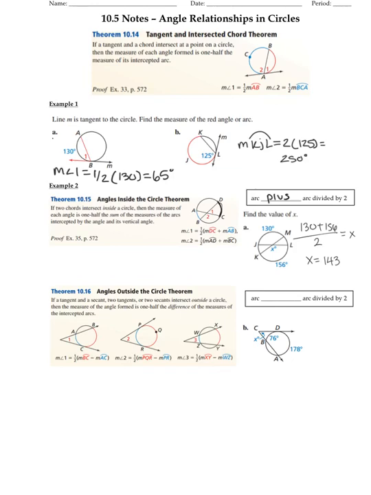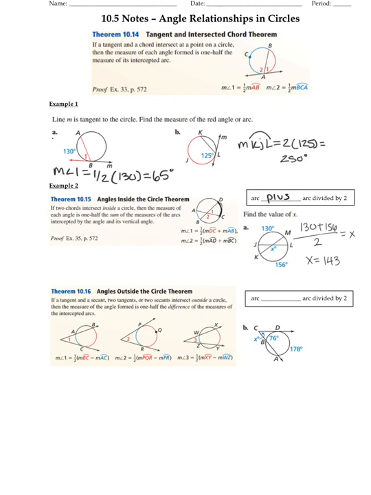Okay, so in this next one, let's say that you have angles outside of a circle, all right? In order to find the angle measures, you're going to use the angles outside of a circle theorem. This basically states that if you have a tangent and a secant, or if you have two tangents, or if you have two secants that intersect outside of a circle, just like those examples shown, then the measure of the angle formed is going to be 1/2 the difference of the measures of the intercepted arcs, right?